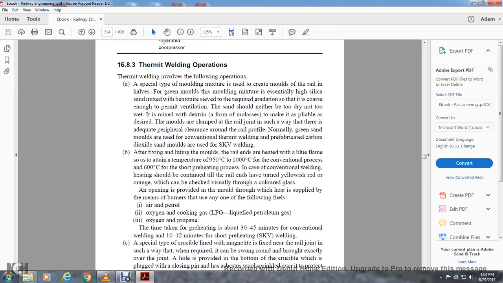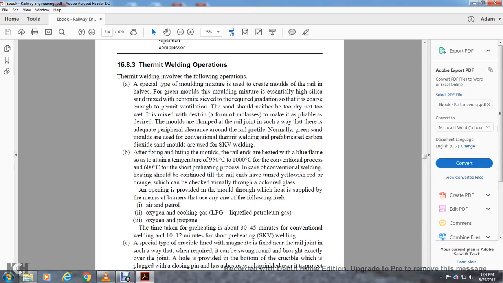The molds are clamped to the rail joint in such a way that there is adequate peripheral clearance in the rail profile. Normally, green sand molds are used in the conventional thermite welding, while prefabricated carbon dioxide and sand molds are used in the short preheating welding. After fixing the molds, the rail ends are heated with a blue flame to attain a temperature of 950 to 1000 degrees Celsius for the conventional process, and about 600 degrees Celsius for the short preheating process. In the conventional welding, heating should be continued till the rail ends have turned yellowish red and orange, which can be checked visually with a colored glass.